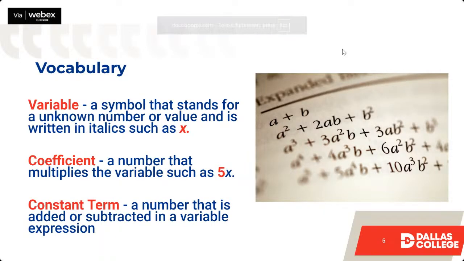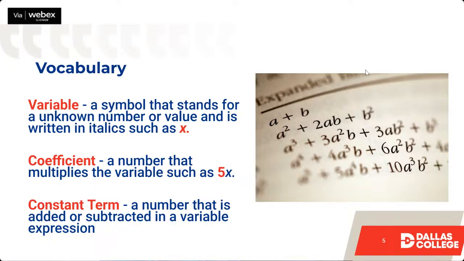Constant term. Okay, repeat after me. Constant term. One more time. Constant term. I'm imagining that I can hear you guys saying it. So I hope that you are, else I'm imagining silliness. So a constant term is a number that is added or subtracted in a variable expression.